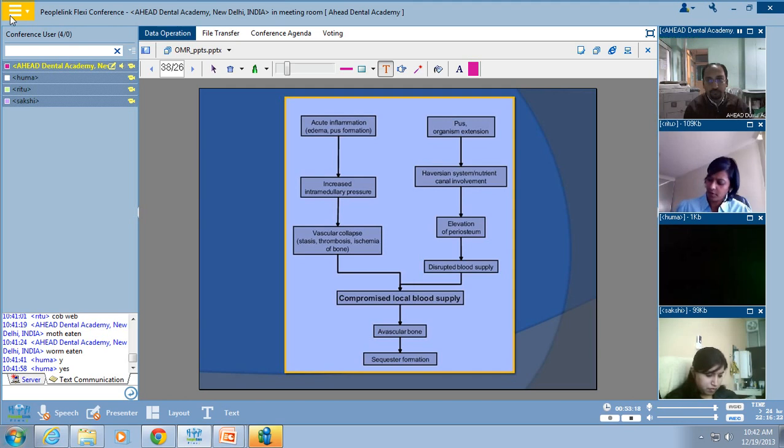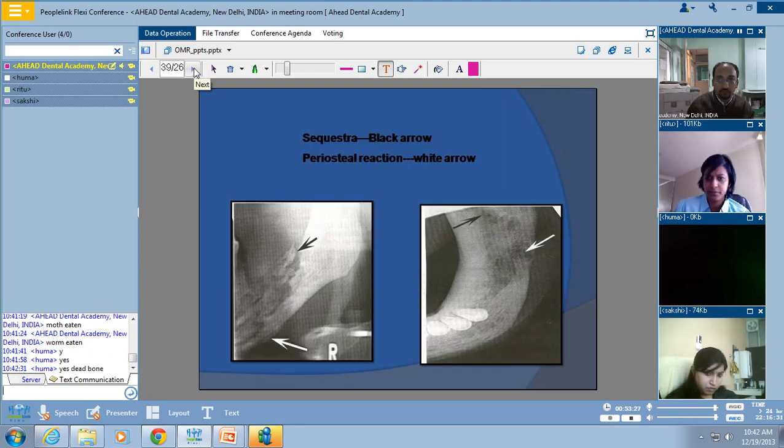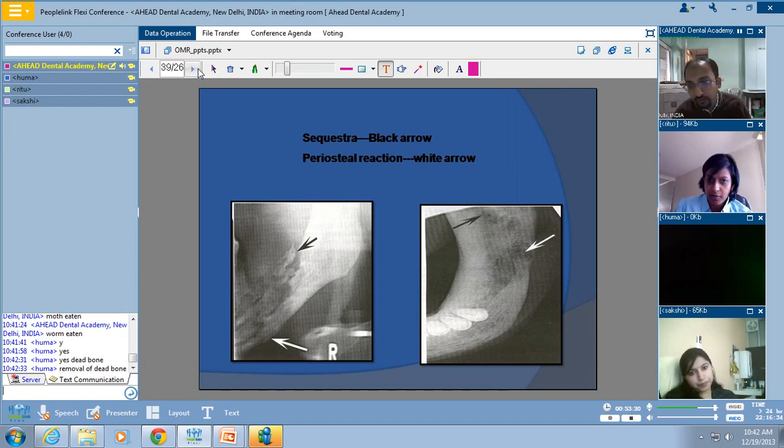Is this slide in front of you clear now? Okay? Dead bone. Yes. Removal. Yes. The best answer is actually removal of dead bone, but sometimes it's not possible, isn't it? Because the patient is having osteonecrosis, and if you do any surgery, you might have a risk of further aggravating the condition. Other than removal of dead bone, which is the next best answer?